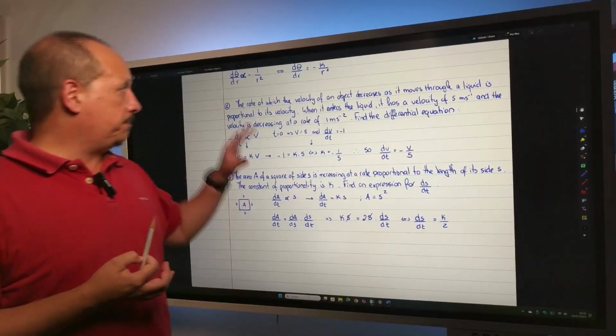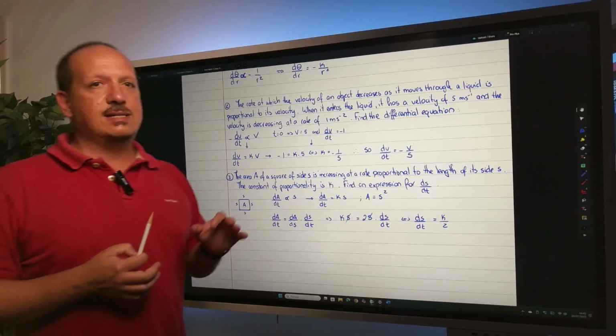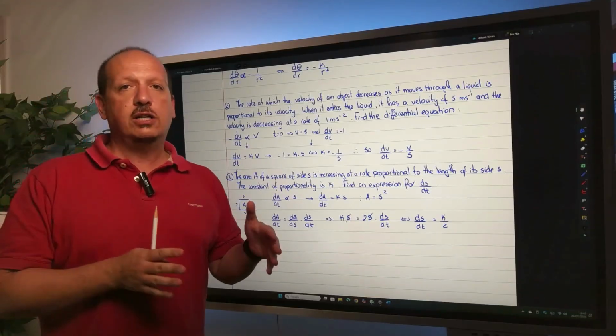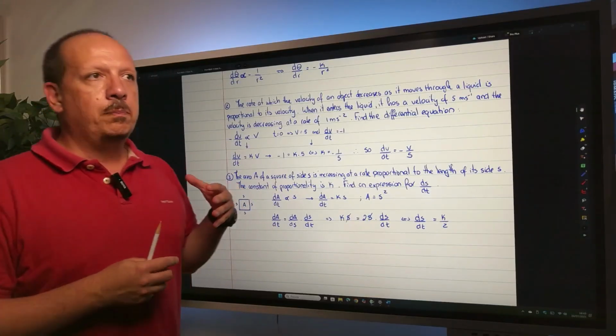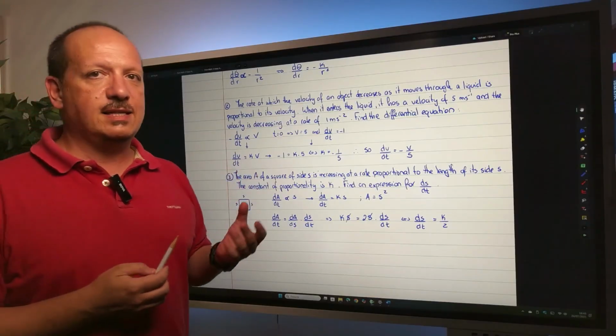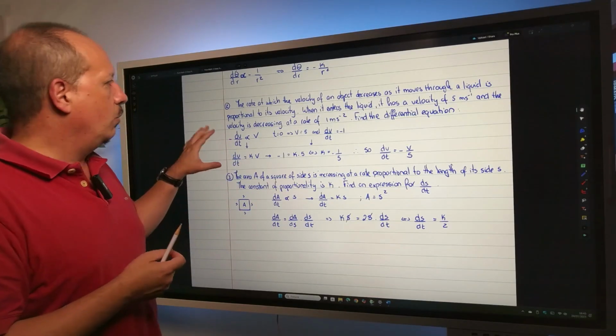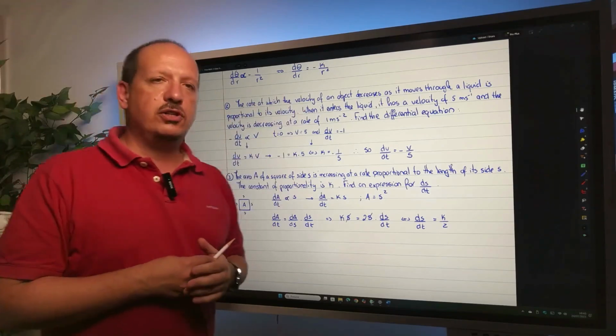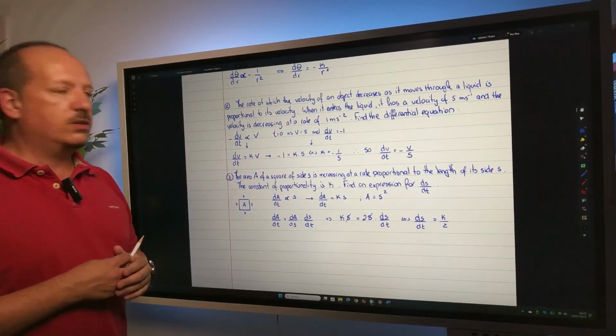See, looking at questions and breaking them down into smaller chunks allows you to express those sentences in mathematical terms, and will allow you to set up differential equations. Let's look at a third example.